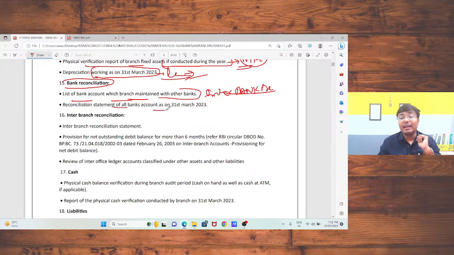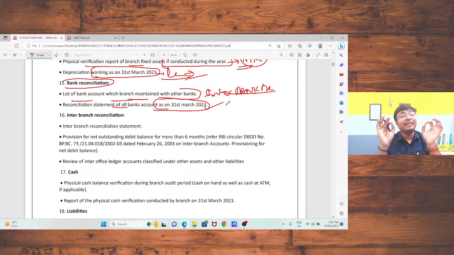Reconciliation statement of all bank accounts as of 31st March 2023. The reconciliation statement is mandatory. First we need to generate the text file for that particular bank branch account, and the same we should reconcile with the other bank's statement.